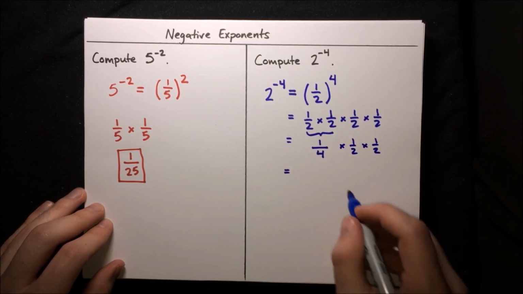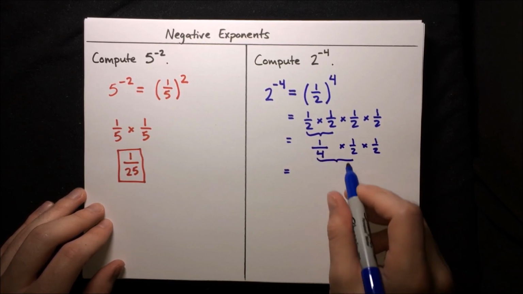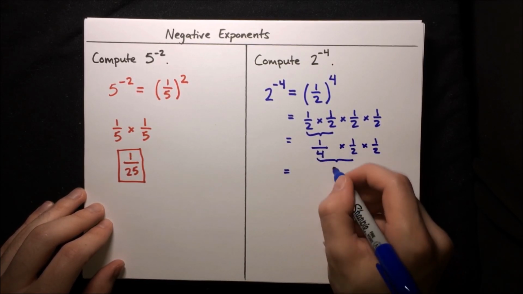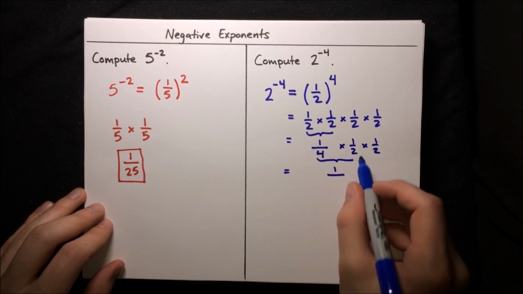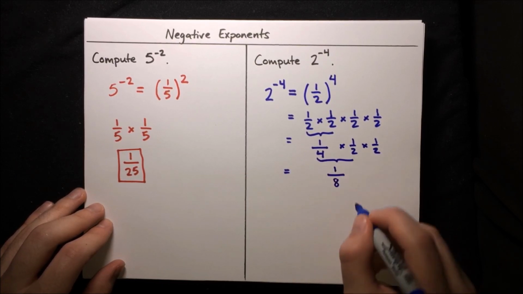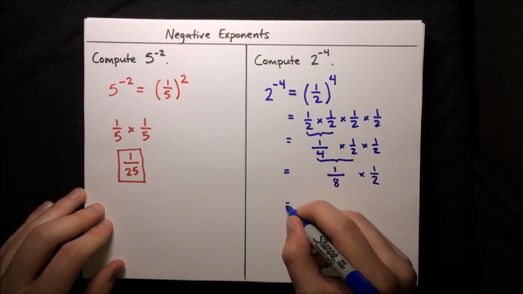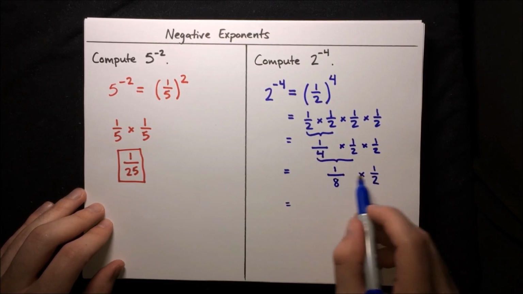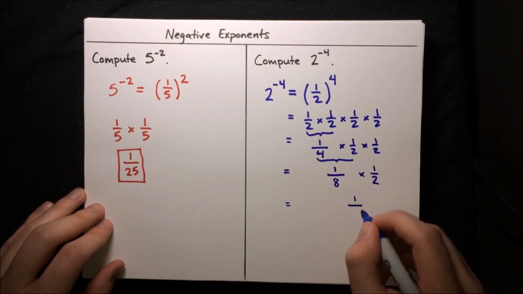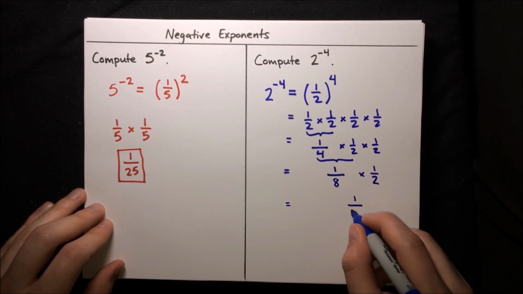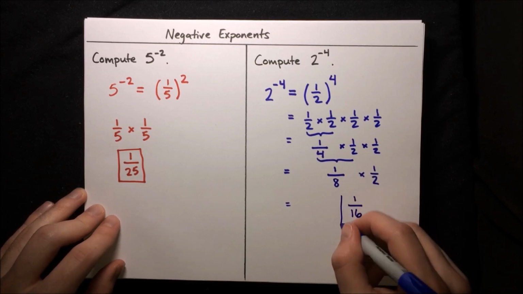So let's go through another round of multiplication. A fourth times a half, 1 times 1 in the numerator, that's just 1, over 4 times 2 in the denominator, that's just 8, and then that times a half, and the result of that, 1/8 times a half, 1 times 1 in the numerator, over 8 times 2 in the denominator, 16. So there's our result, 1/16.